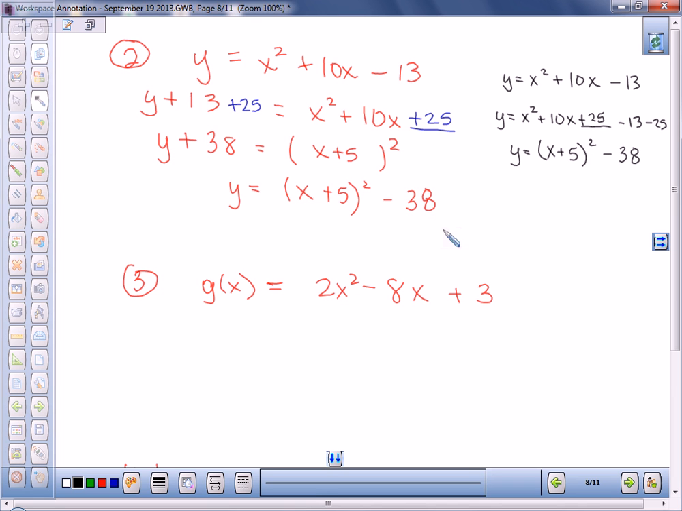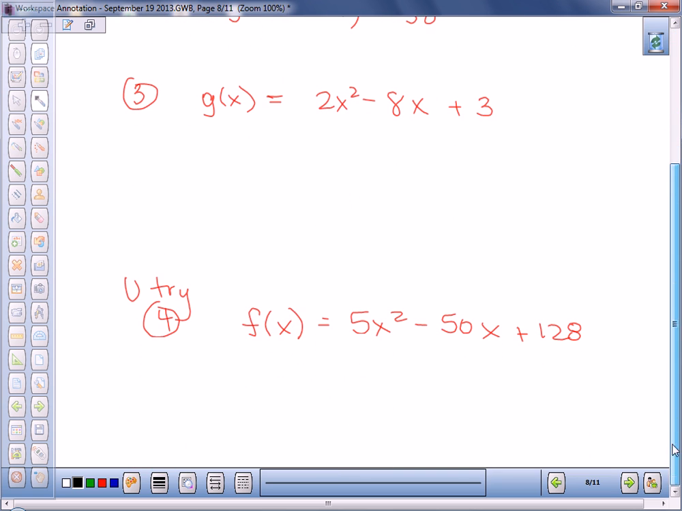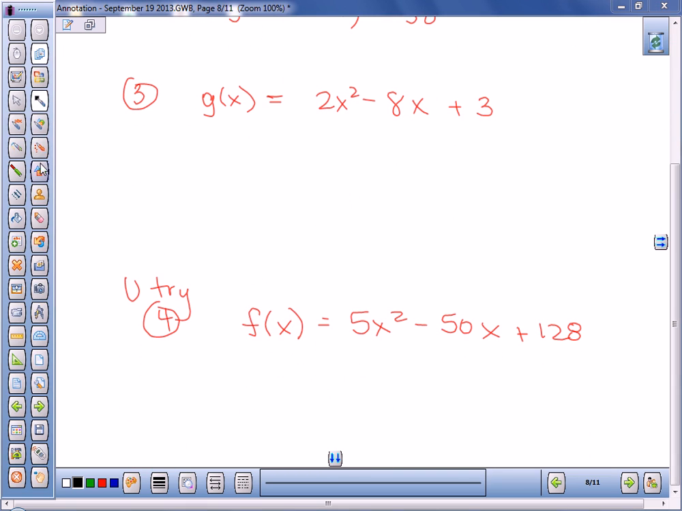All right, let's take a look at number 3, and then I do have one for you to try. So go ahead and write down number 3, and we'll solve it together. Because number 3 has a coefficient, a leading coefficient, other than 1.